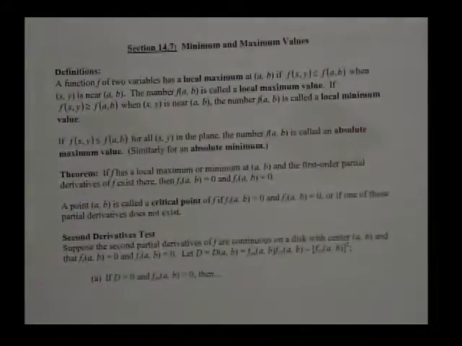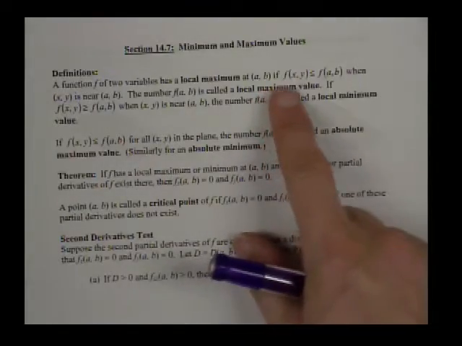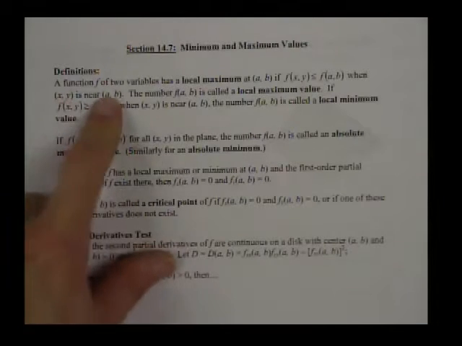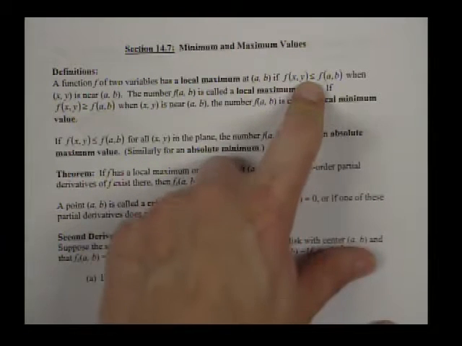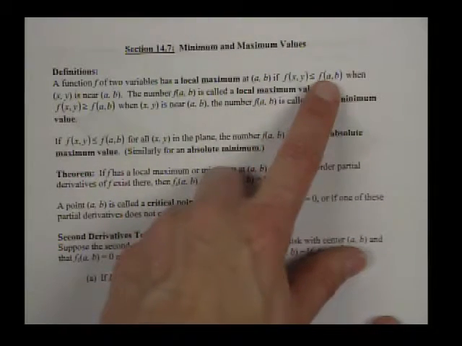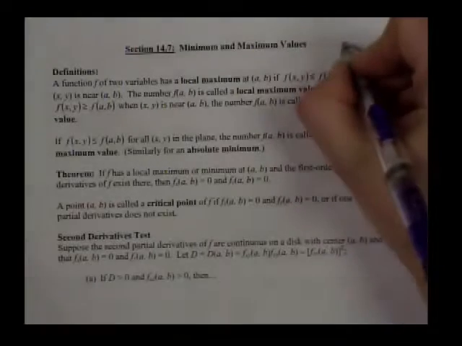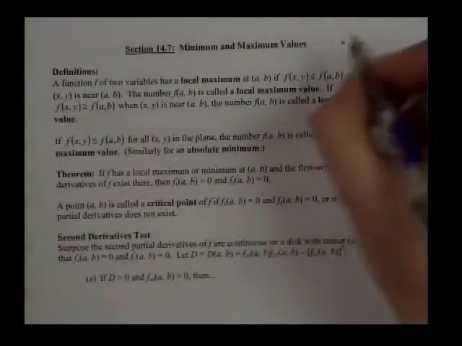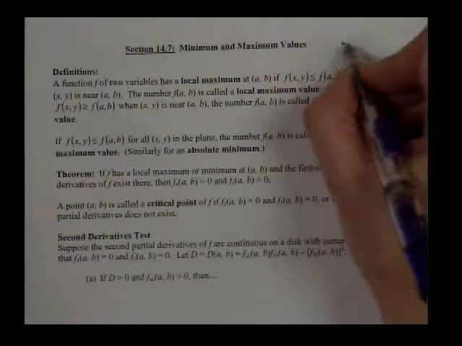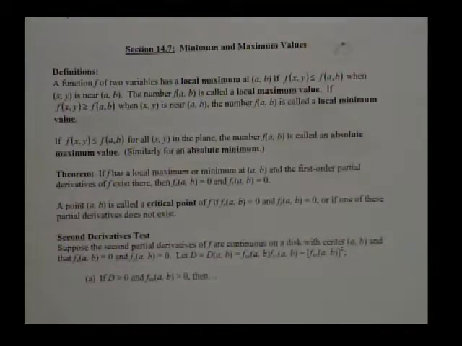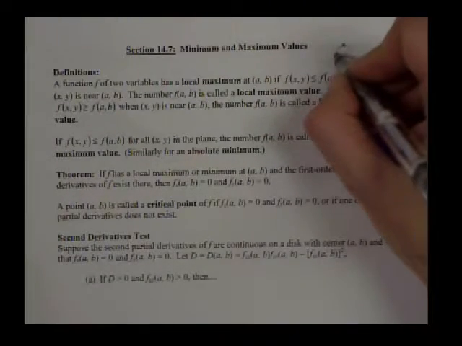So it says a function of two variables has a local maximum at the point (a, b) if the function values at points close to (a, b) are less than or equal to the function value at (a, b). And remember, the function values give the z coordinate. So f(a, b) would be here, and then all of the other z values would have to be lower than that. So it's going to look like the top of a hill. So that would be a local max.